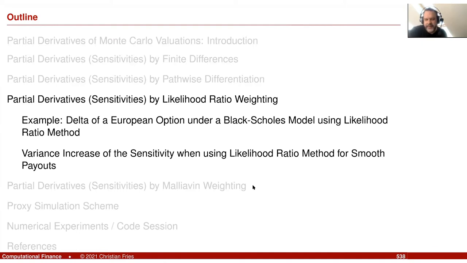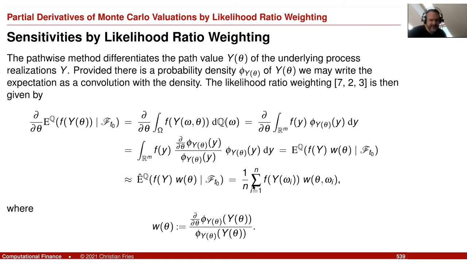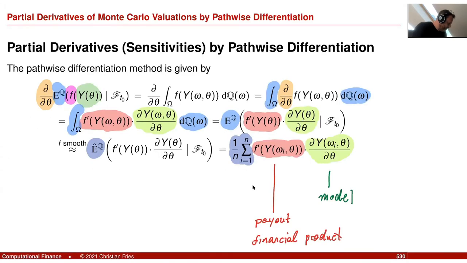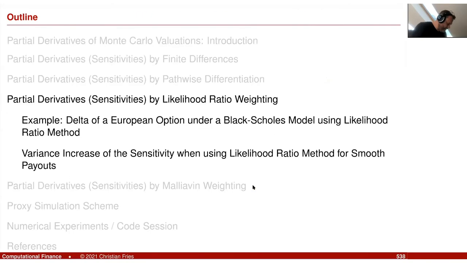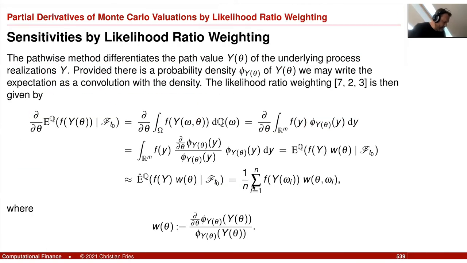So now, next guy, the likelihood ratio method. As before, I start with the same slide. Here on the left-hand side is again the derivative of the expectation of this function. The situation is that we would like to calculate the partial derivative of an expectation of a function of a random variable that depends on some parameter theta.